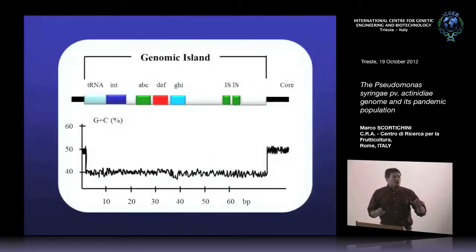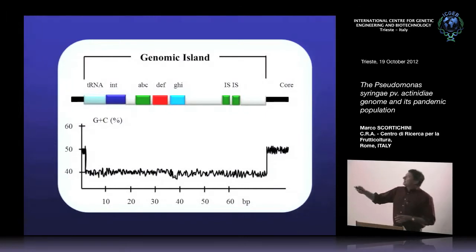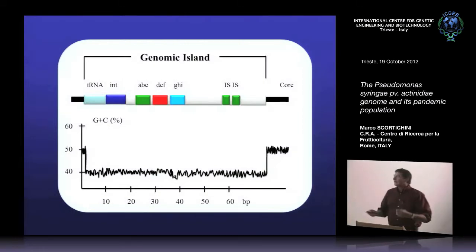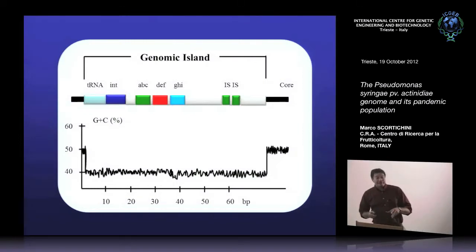This is how to score, how to detect a genomic island. You see this is the core genome, with this GC content, roughly 50. When you find, for example, 40, this means that the genome has acquired by horizontal gene transfer this part that in this case codes for some genes. But I repeat, in the case of pathogens, I insist on this because this variable region in many cases codes for important virulence factors.